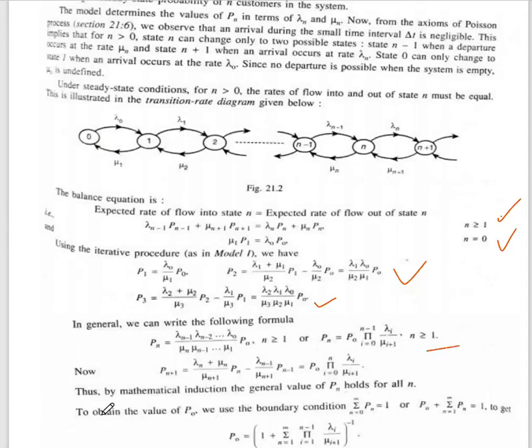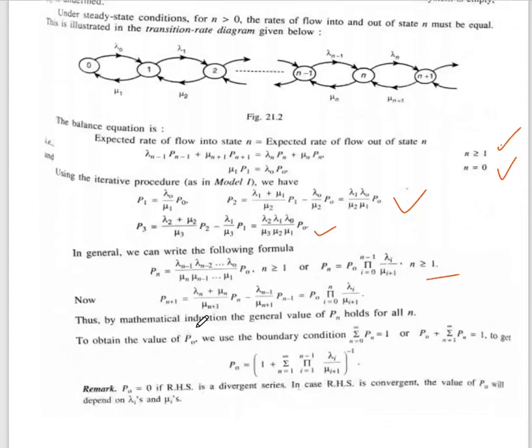Okay, now for the n plus 1 term we can write Pn plus 1 equal to lambda n plus mu n divided by mu n plus 1 times Pn, minus lambda n minus 1 divided by mu n plus 1 times Pn minus 1. So by using the values of P1, P2 and so on, we can write P0 times the product of lambda i upon mu i plus 1, for i from 0 to n. So by the mathematical induction method, the general value of Pn holds for all values of n.